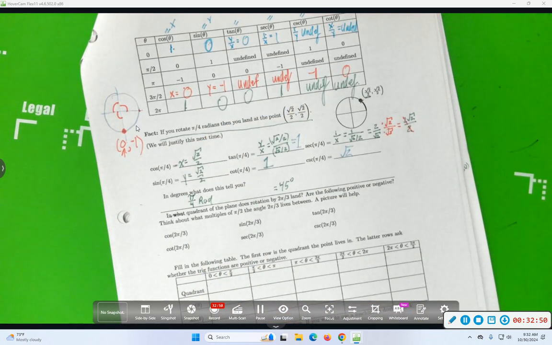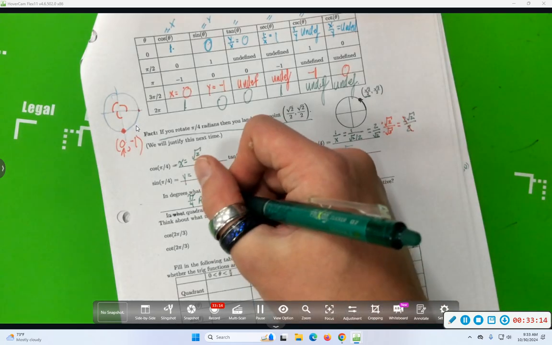Does anyone want to do the walk to get that? Cool. Maybe I'll at least remind you of this. What do you multiply by to get from radians to degrees? Multiply by 180, divide by pi. And if you just internalize pi over 4 is 45 degrees, that's fine. But in general, you multiply and divide by 180 over pi.